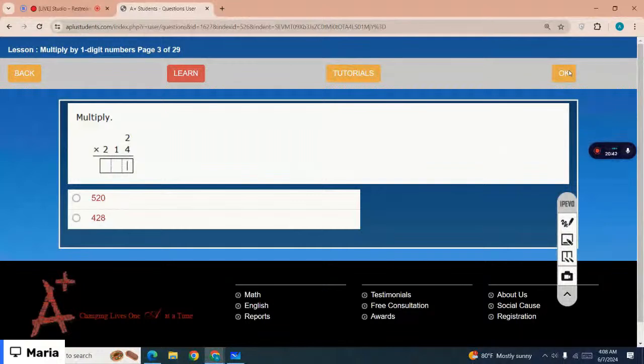The correct option is very good. That is 428. Option number 2 is the correct option.